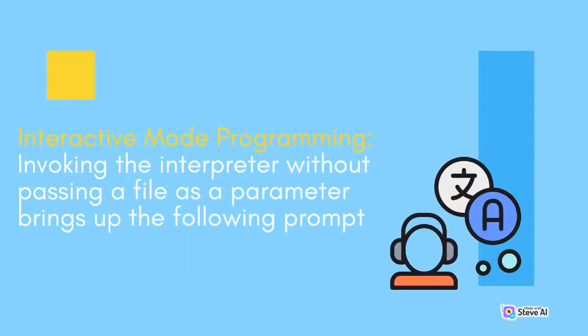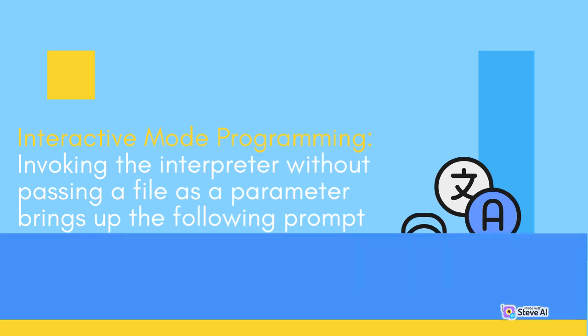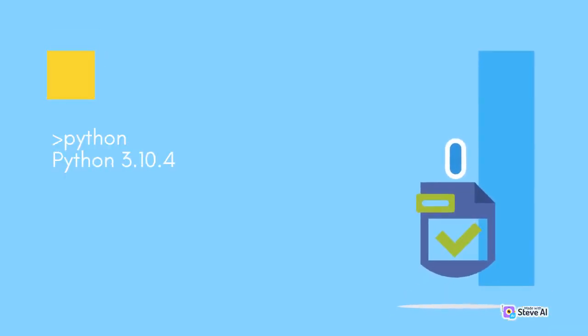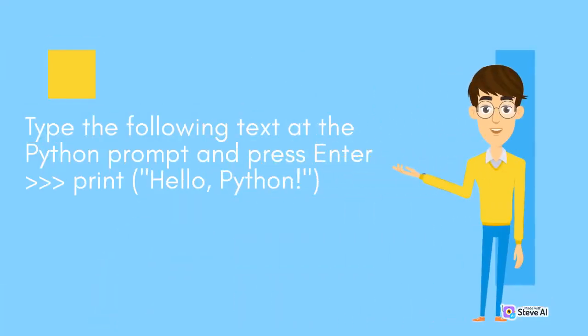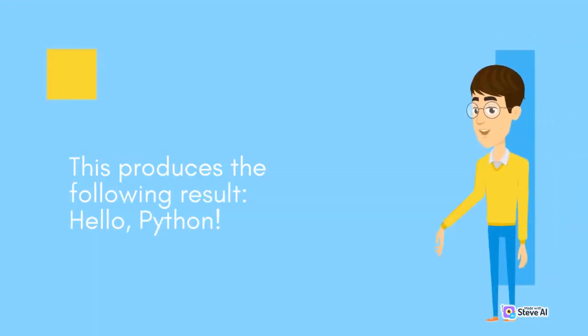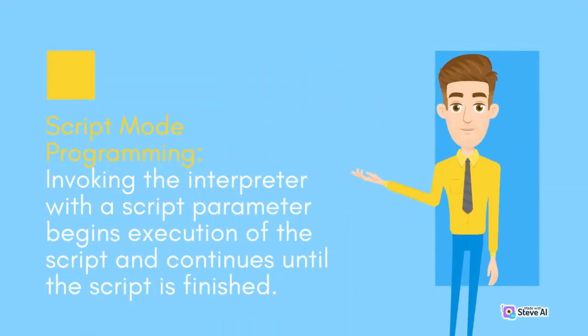Interactive mode programming. Invoking the interpreter without passing a file as a parameter brings up the following prompt. >>> Python 3.10.4. Type the following text at the Python prompt and press enter. >>> print("Hello, Python!") This produces the following result: Hello, Python!